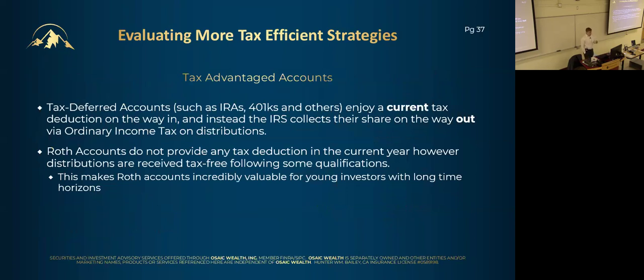A couple tax advantaged accounts we've got are tax deferred accounts. Like I mentioned, they enjoy their current tax deduction on the way in, and instead the IRS is collecting their share on the way out. So you're paying ordinary income tax on those distributions. Remember, if you're deferring the taxes now, you're going to pay ordinary taxes later. So if you're escaping your ordinary tax now, you're not going to escape it later.